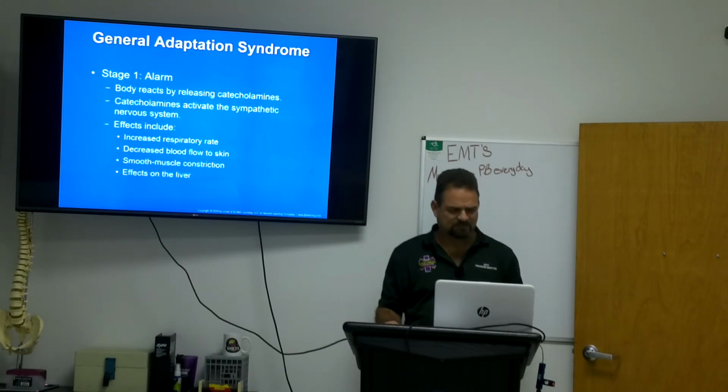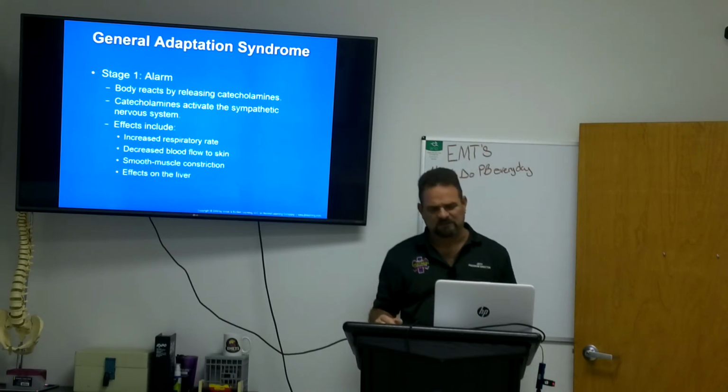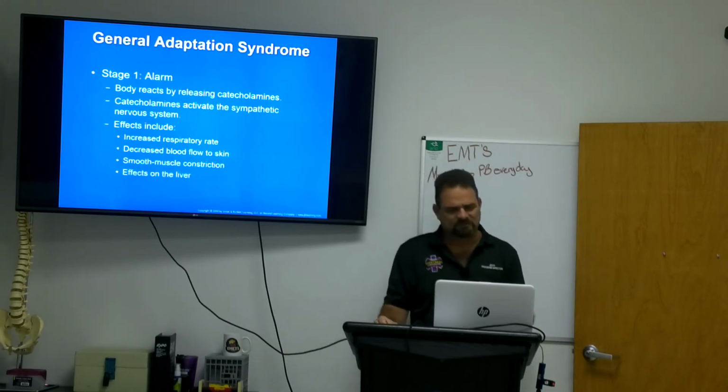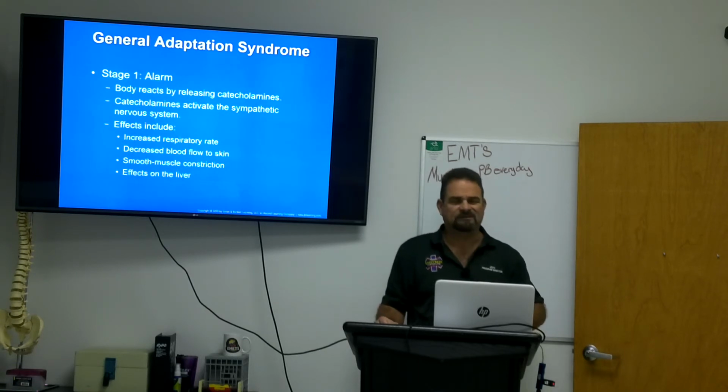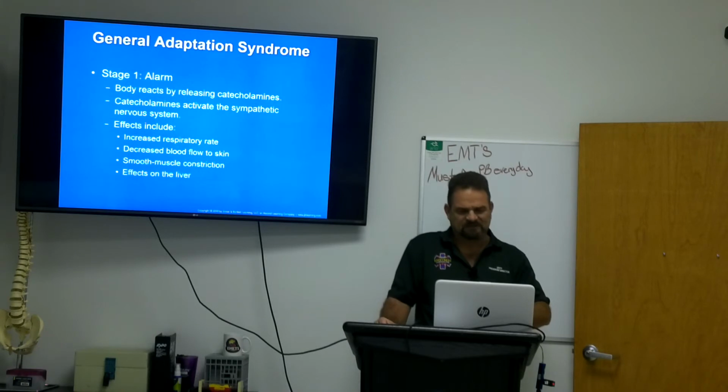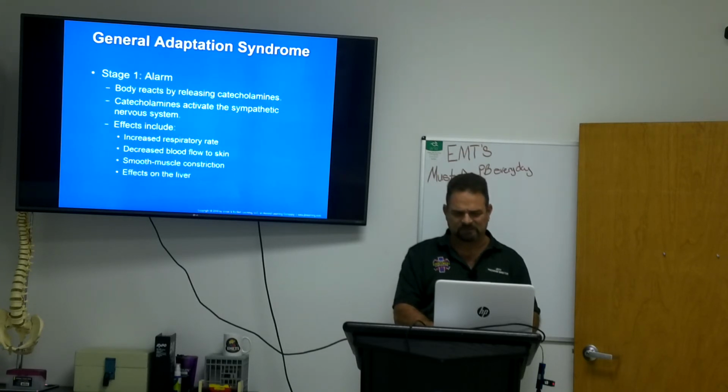Okay, so general adaptation syndrome. This was identified by Hans Selye in the 1920s. It's characterized by a three-stage reaction to a stressor. Stage one is alarm. The body reacts by releasing catecholamines. Catecholamines activate the sympathetic nervous system. These effects can include increased respiratory rate, decreased blood flow to the skin, smooth muscle contraction, and it also has very specific reactions in the liver as well.